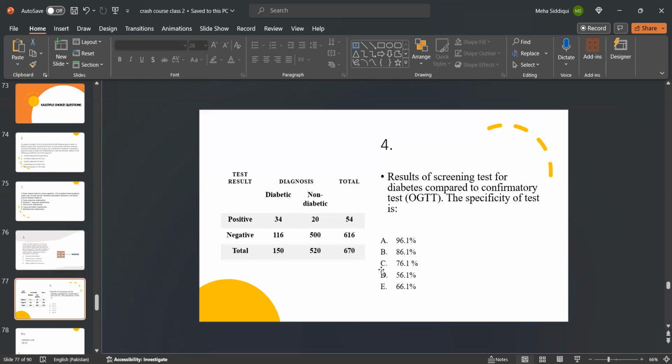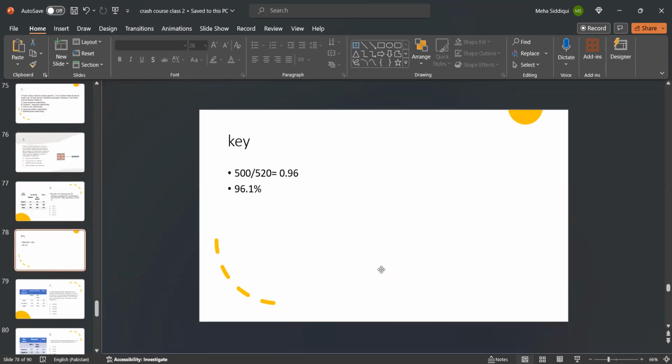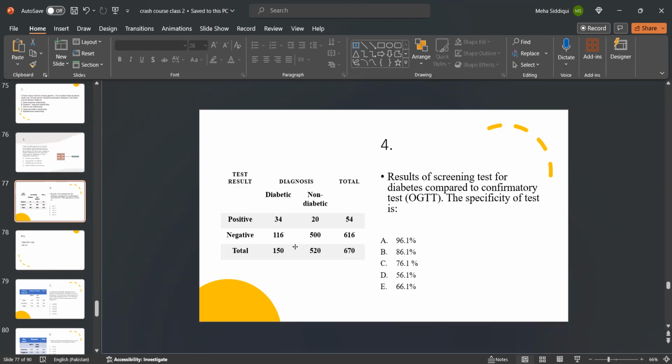MCQ number 4. Results of a screening test for diabetes compared to the confirmatory test, OGTT. The specificity of the test is 96.1%, 86.1%, 76.1%, 56.1%, or 66.1%? It requires some calculation. Specificity is true negatives over all the patients who were non-diseased, 500 over 520. So we will get 96%. A is the right option.